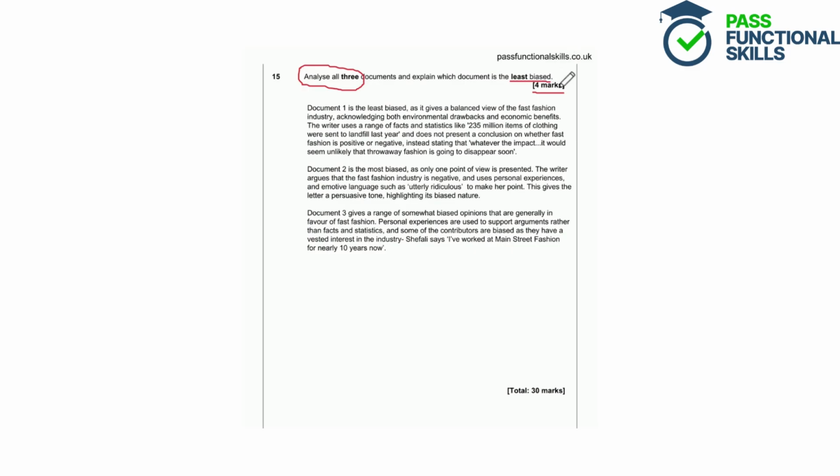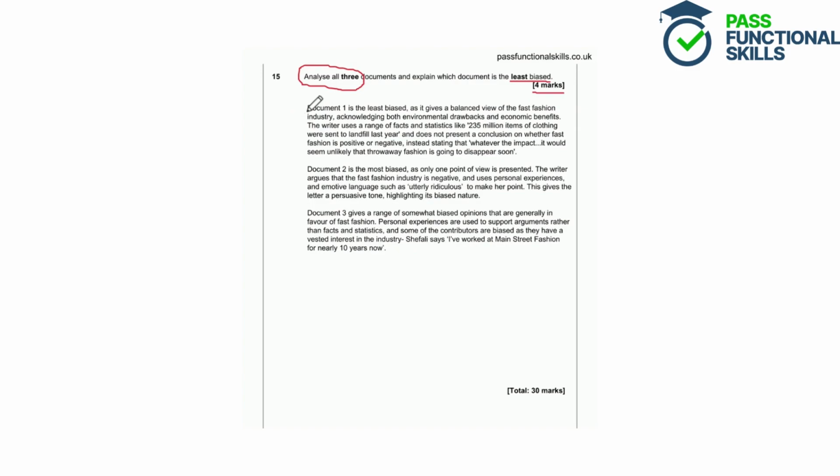So biased just means when a writer comes heavily down on one side of the argument, and it will often disregard any other points of view. So as this question is worth 4 marks, we want to be really spending more time on this one again. And we need to make sure that we are analysing all three documents. So you get 1 mark just for identifying which document is the least biased, and for this question the correct answer is actually document 1 or document 3. You could have both, as long as you argue it.